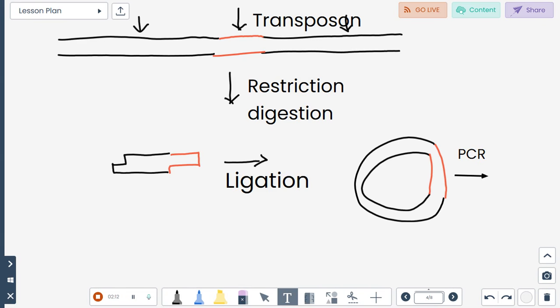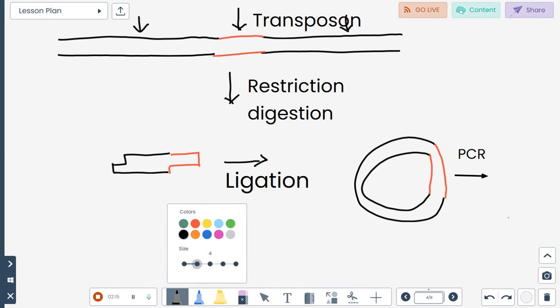Then after that, the template DNA can be subjected to restriction digestion. You can do this either using two different restriction enzymes or a single restriction enzyme. You should definitely use a restriction enzyme which makes a cut within this transposon sequence. The same enzyme can be used for digesting the genomic DNA portion also.